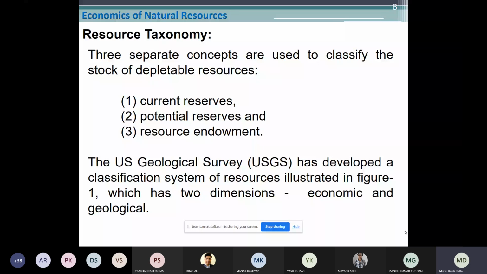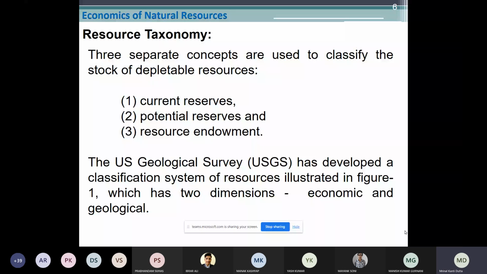Now, when you talk about natural resources, since they occur in nature, some of them might be available at different depths in nature. It might be beneath the sea. It might be deep inside the earth's crust, something like that. So all those things are there.